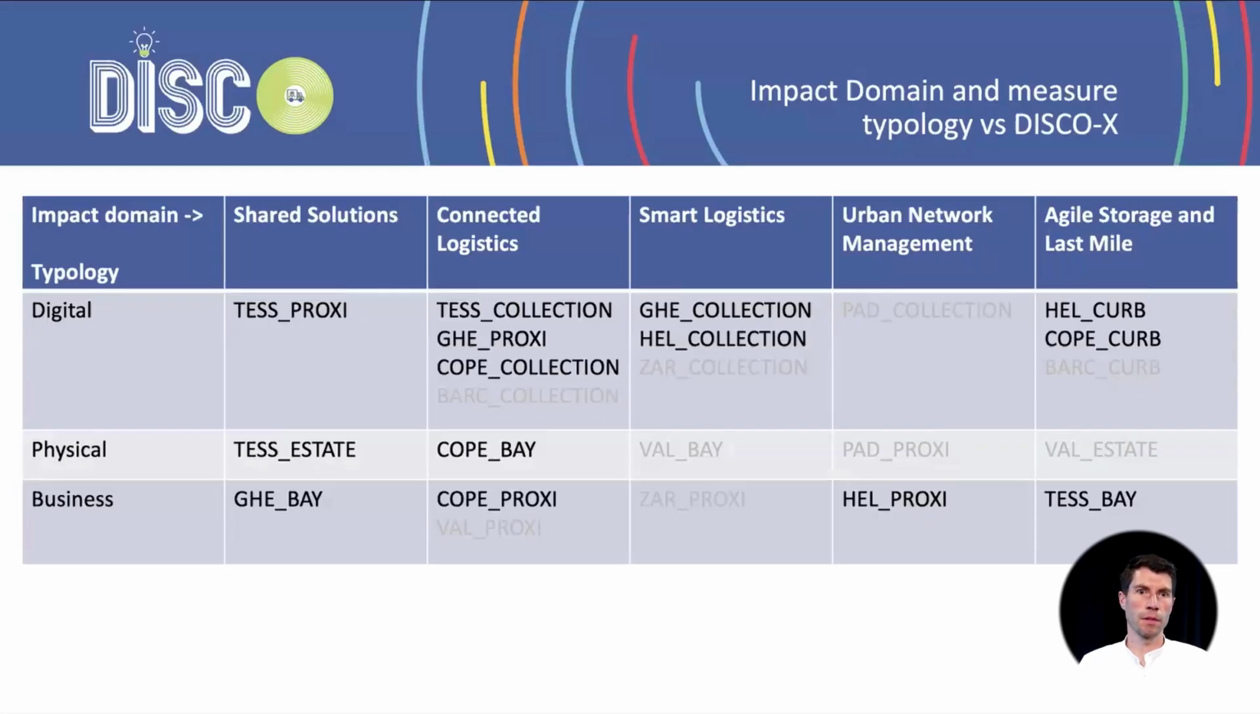When it comes to the DISCO estate, it's categorized as a shared solution, but on the other hand, it's mainly a physical action. DISCO Bay, an agile storage and last mile distribution solution, is classified as a business action. And finally, this collection as a digital support infrastructure is categorized as a connected logistic solution.